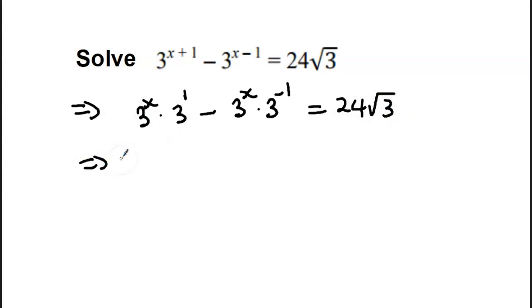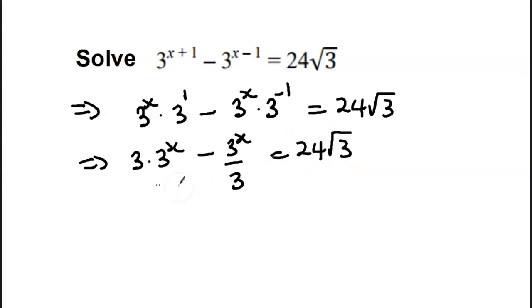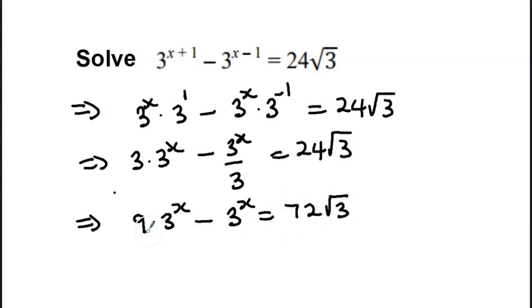So we have 3 times 3 raised to the power x minus 3 raised to the power x, so this one can be written as 1 on 3, which is equal to 24 root 3. So what we can do, let's multiply through by 3. So when we do that, 3 times 3, we have 9 here, times 3 raised to the power x minus 3 raised to the power x, so 3 times 24 is 72 root 3.